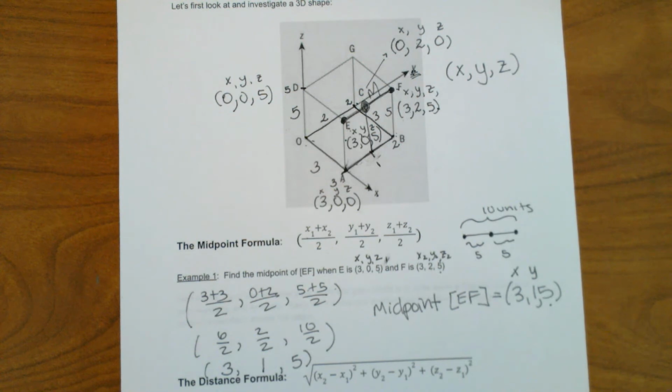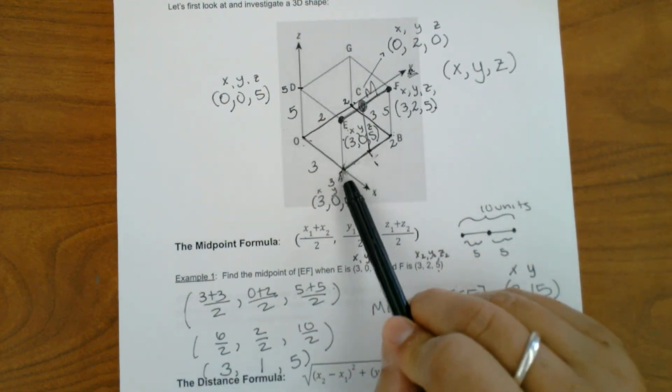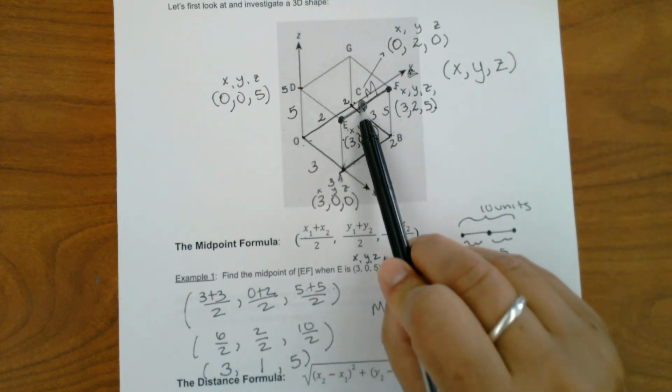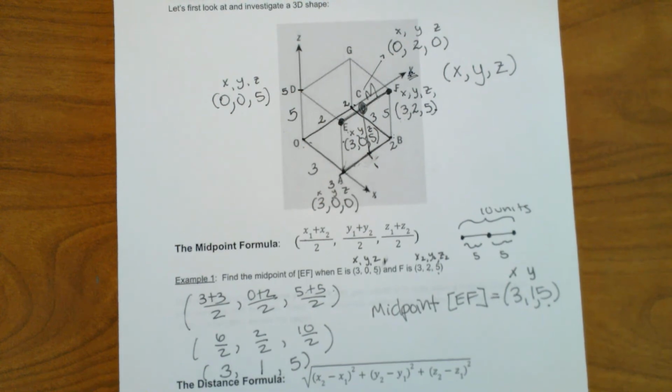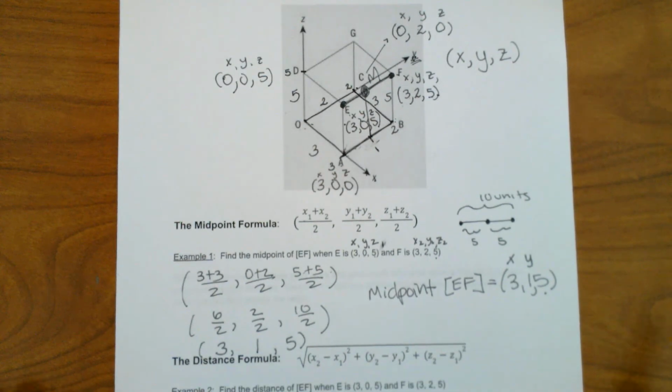Sorry for the dramatic pause there, but I was like, wait a minute, I don't want to end up in the middle of the box. I want to end up in the middle of the line segment. So there we go. We went over to 3, then we went to 1 on the y, and then we went up to 5 on the z, and that's where the middle point is, and we did it. Yay. Okay, let's find the distance.